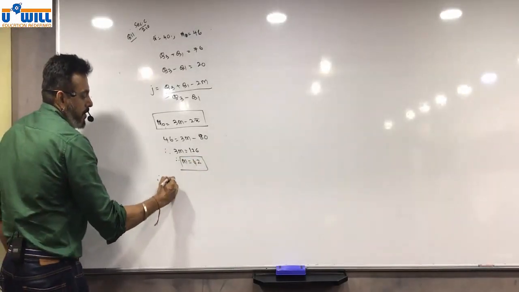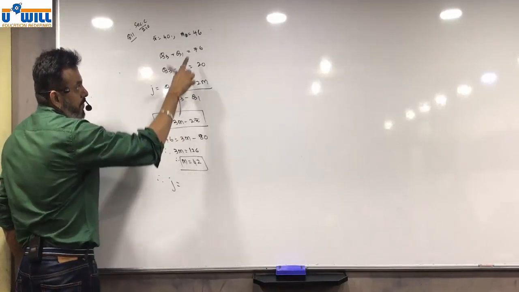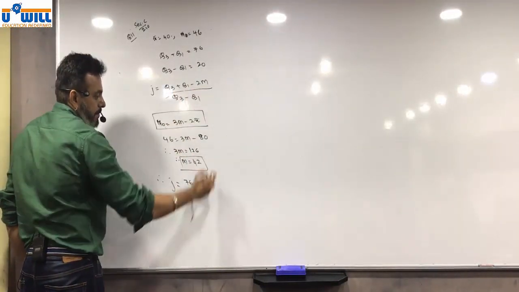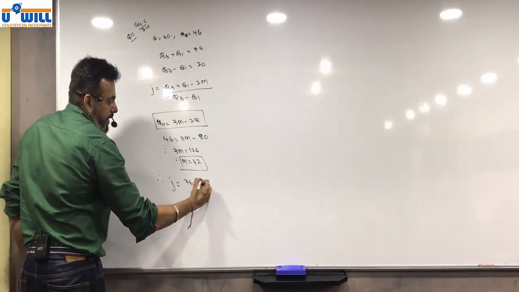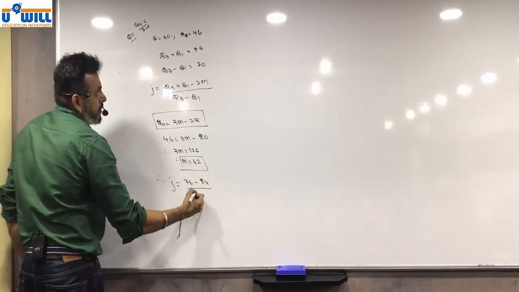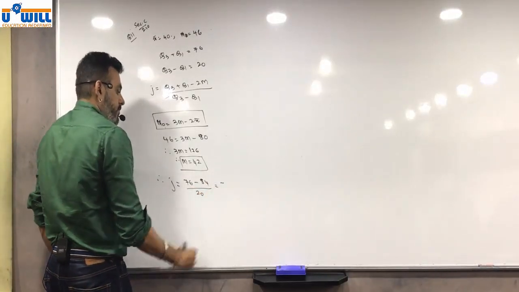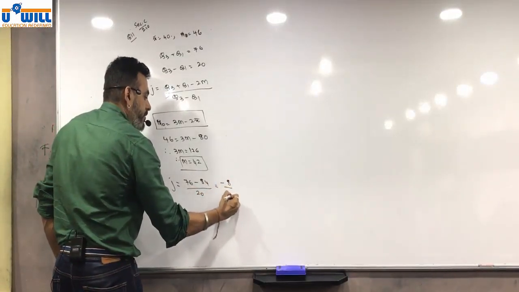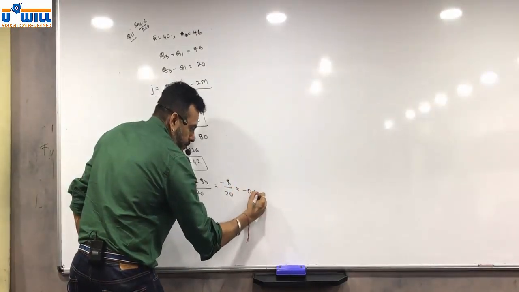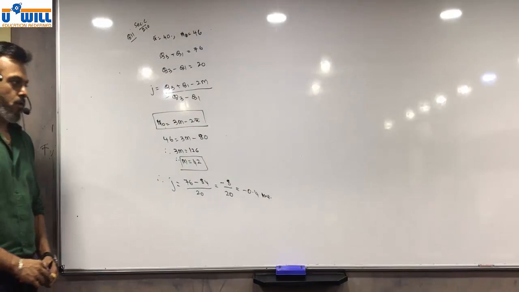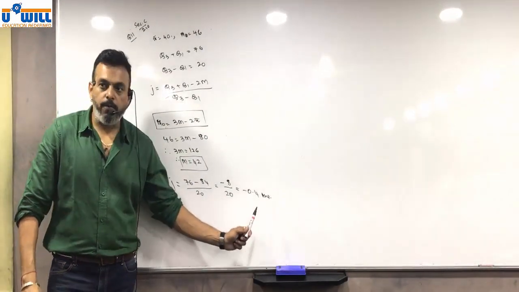Now, applied in the formula, J is equal to Q3 plus Q1 is 76 minus 2M. So, 84 upon 20. Minus 8 by 20. Minus 0.4.